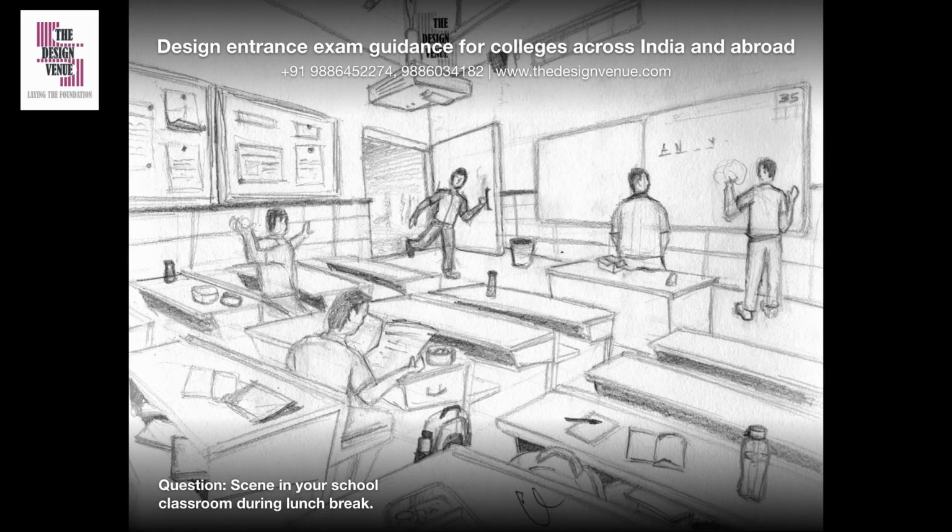This question is about a scene in your school classroom during lunch break. So during lunch break, it's chaos in the classroom. So you could represent that through open books, bottles and tiffin boxes lying around, students running and chasing each other, students writing on the board, etc. to make the scene look lively.